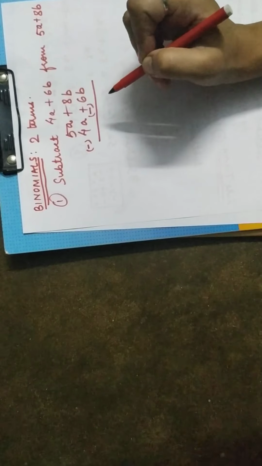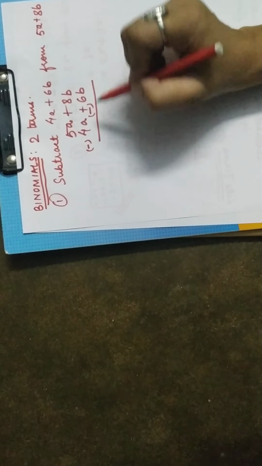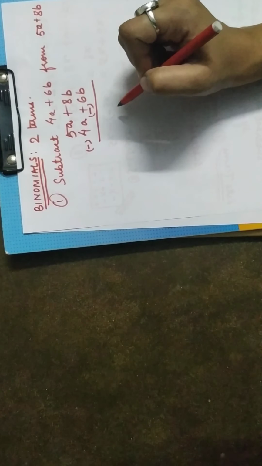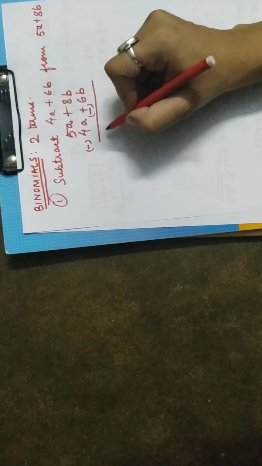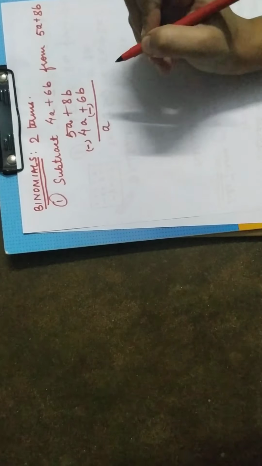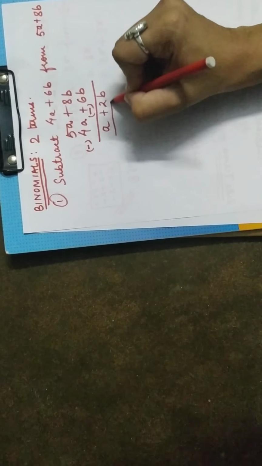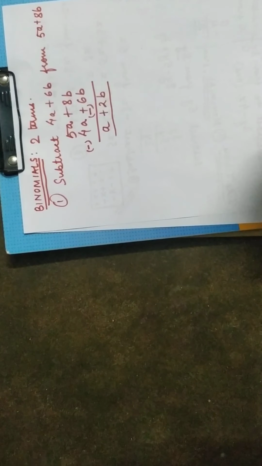We are writing it within the bracket so that we can differentiate which was the original sign and which is the changed sign. So 5 minus 4 gives you 1. We don't write 1. So a. 8 minus 6 gives you 2. So this is a plus 2b, 8a plus 2b.